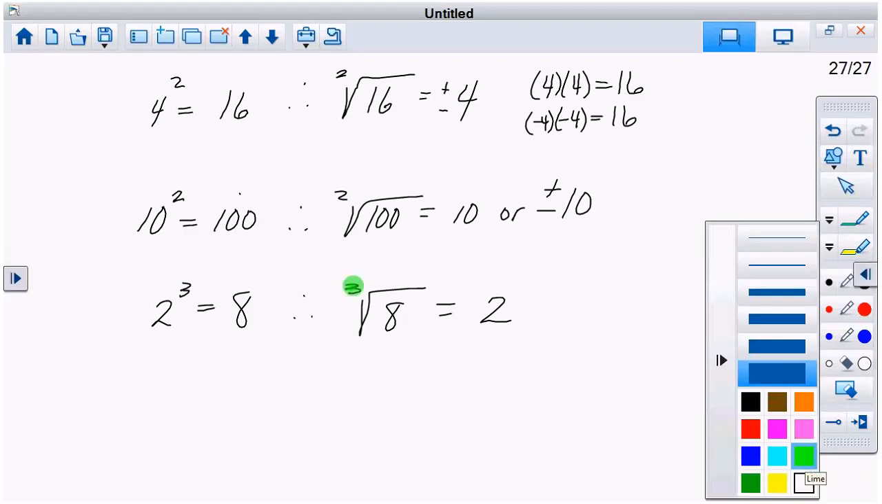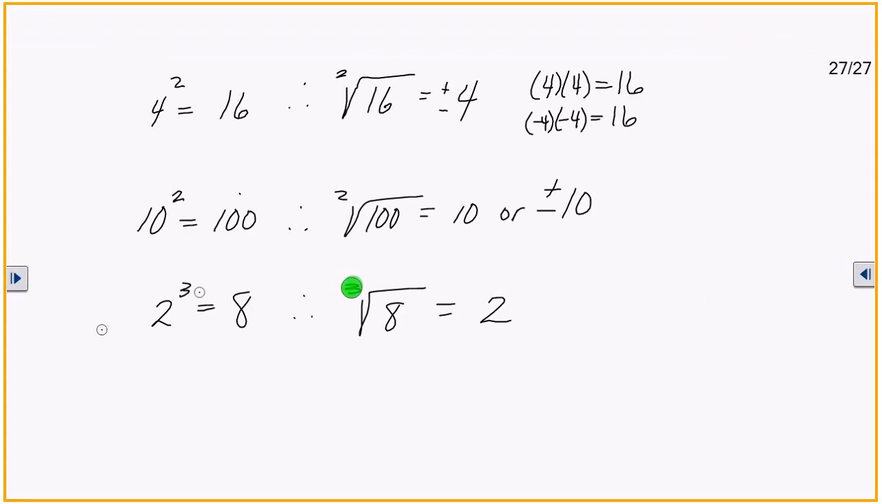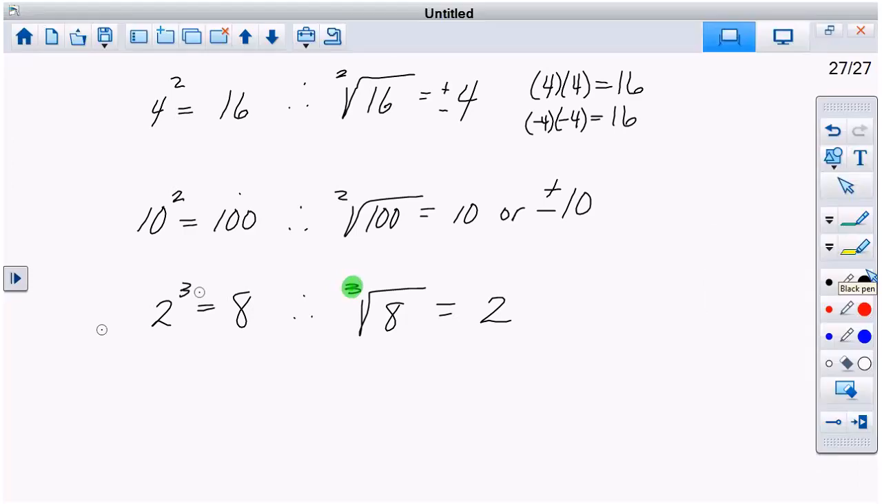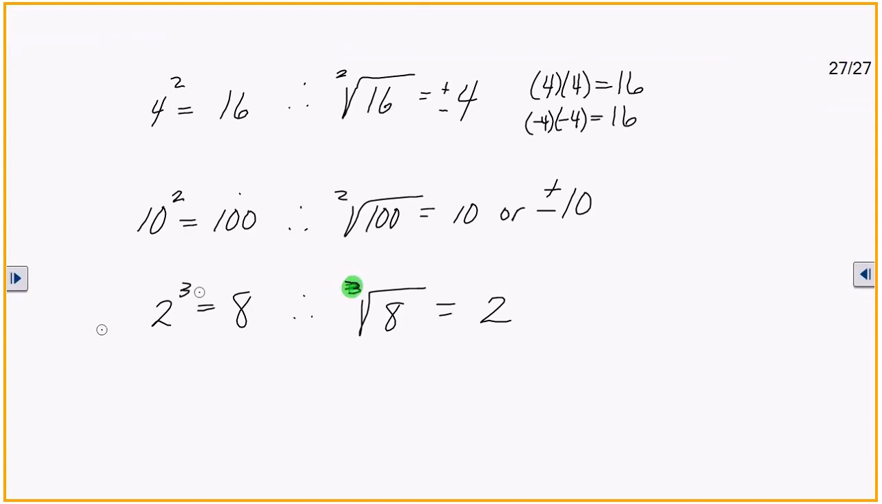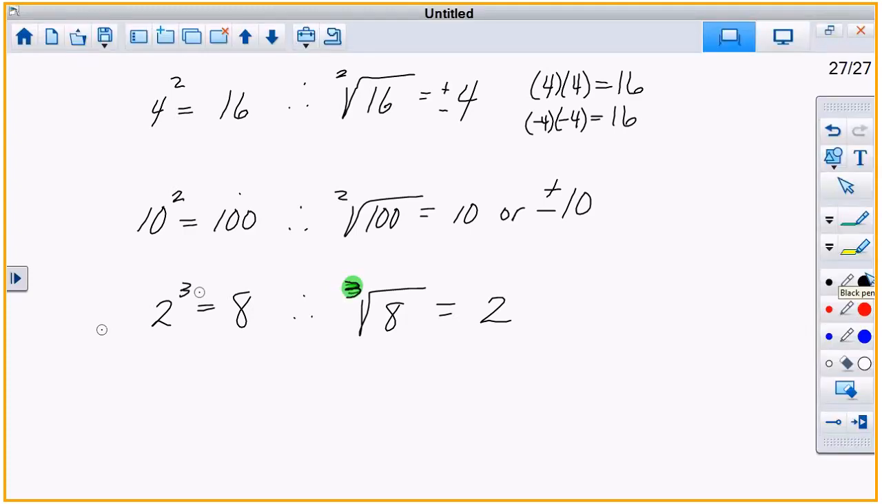Do you have to pay attention to that? Yes, you do. You have to pay attention to the index of the radical because sometimes on a test, they may throw a fourth or a fifth root in there and you think it's the square root, and that's not correct. All right? Now, what if you see a fraction as an exponent?